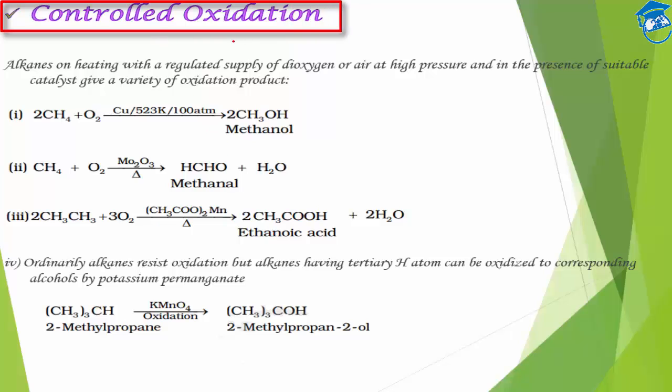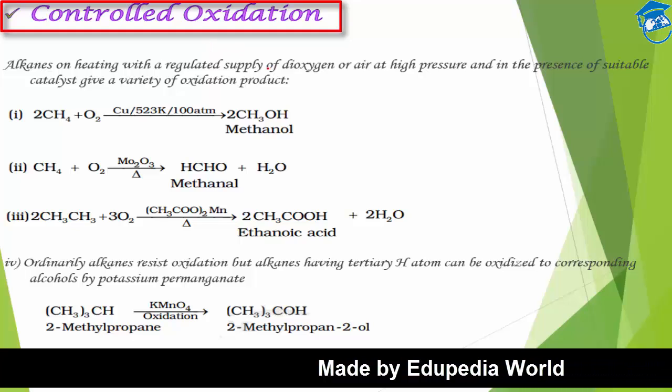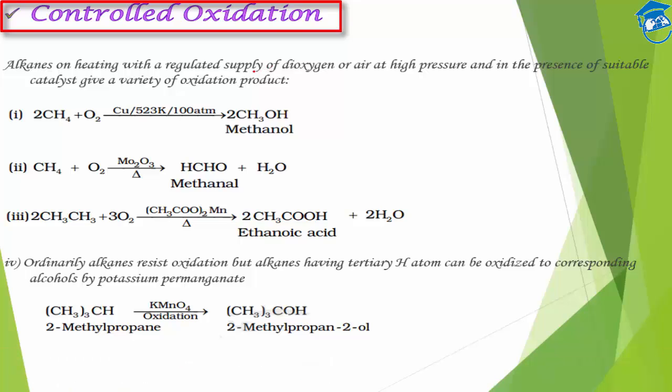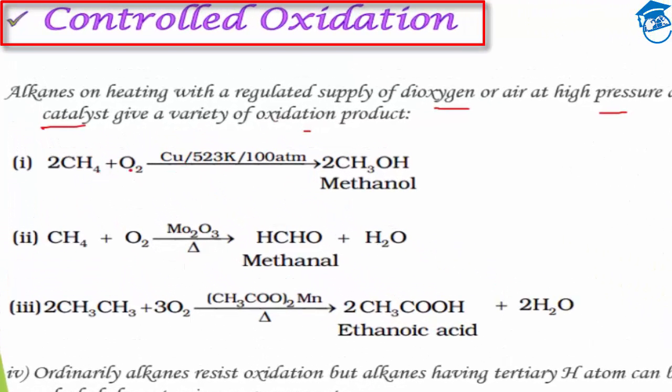Next is controlled oxidation. In combustion there is no control, simply oxidation, but we can change the product if we regulate the supply of oxygen. And at a high pressure and in presence of a suitable catalyst, we get a variety of oxidation products. For example, if we pass the hydrocarbon alkane and air or just oxygen in a hot copper tube, then we get alcohol. So ethanol could be prepared like this.